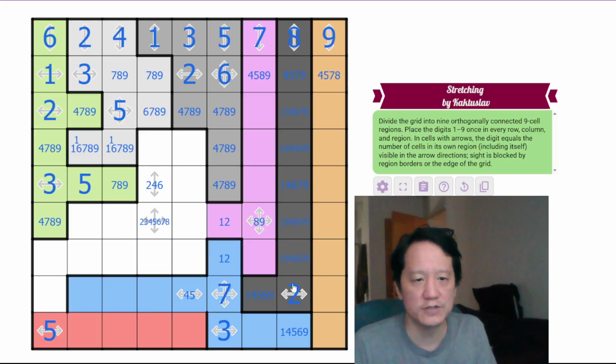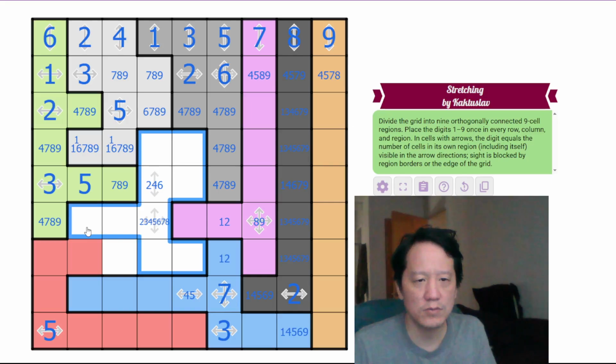That means red has to go this way. So this is done as a region. Pink has to go this way. So this is pink, and these must be yellow. So these could be yellow, and one of these two is red.